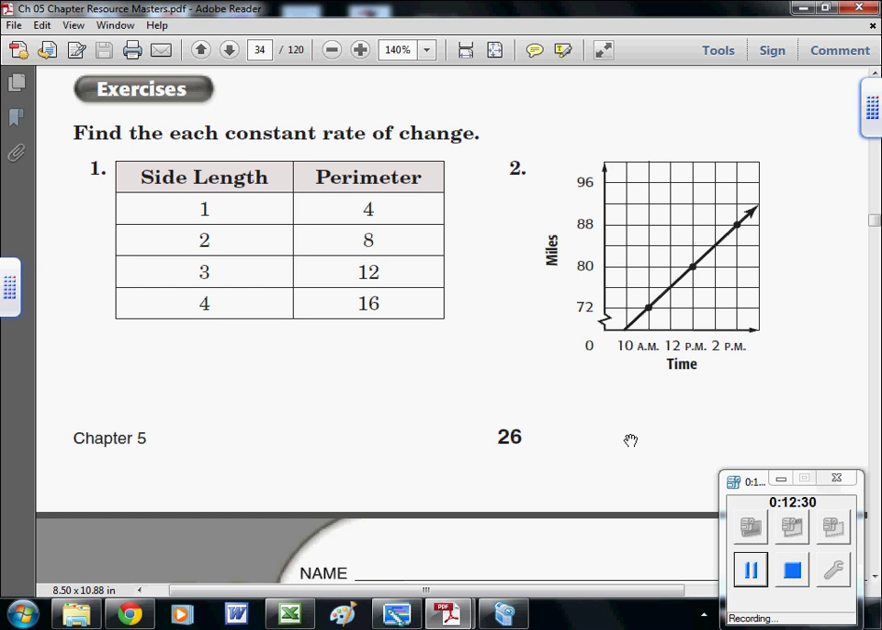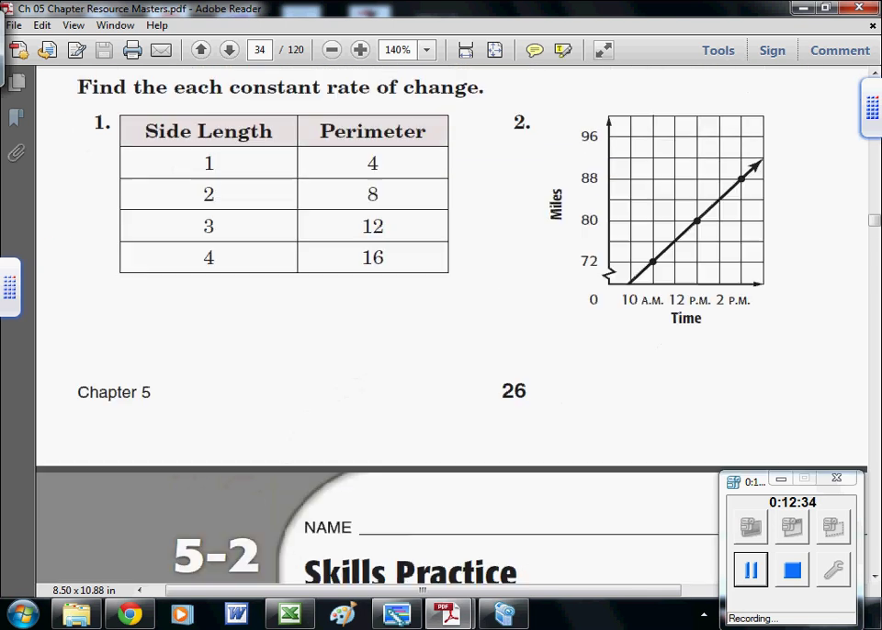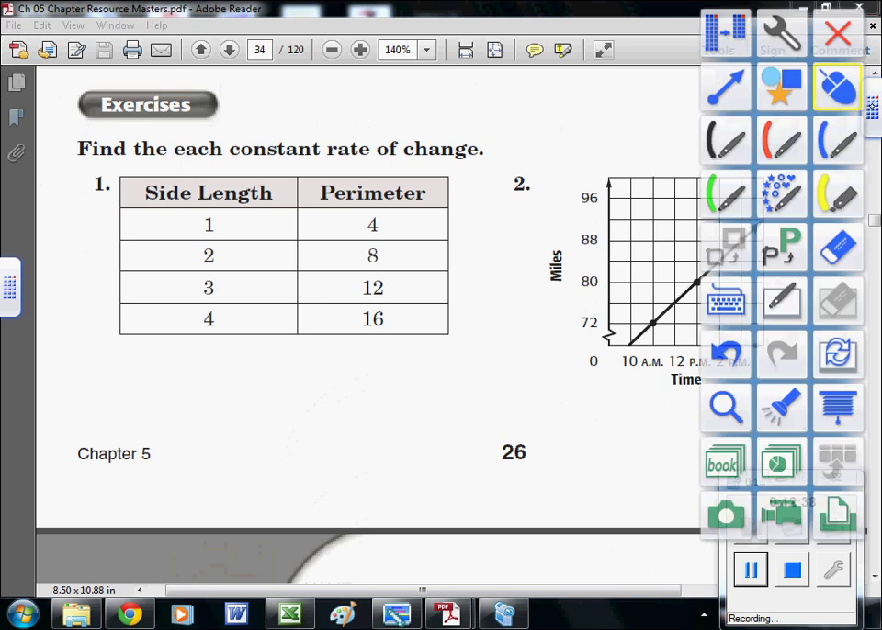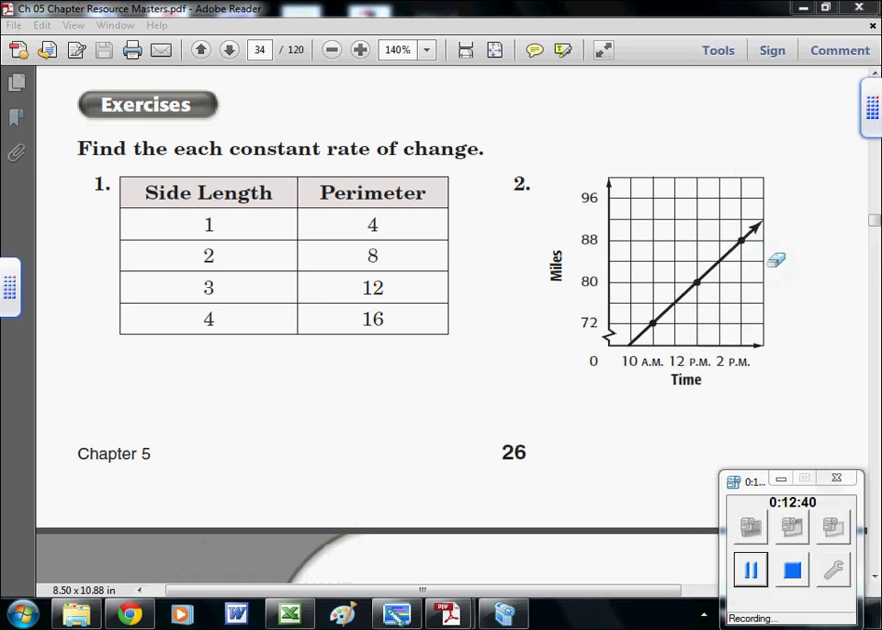Okay, so let's see. It says find each constant rate of change. Side length. Oop, didn't mean to move that. We're talking about side length, and then we're talking about perimeter. Back to the eraser. Okay, so as side length goes up by 1, perimeter goes up by what? Remember, this would be like our input, meaning how long was it? You chose how long the side was. Or generally the first column is going to be our input. So if you want to even write input right there. And output.